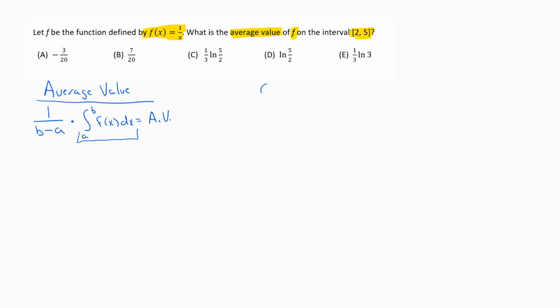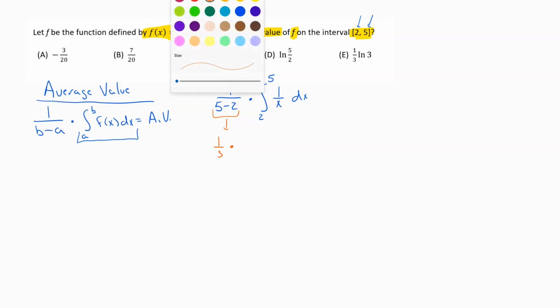So setting this up, this would be the integral from a lower limit of 2 to an upper limit of 5, and then of our f of x, which is 1 over x dx. And so from there, we can see that what we need to put up in front here is 1 over b, which is the upper bound, minus a, which is the lower bound. The fraction up front is pretty quick and easy to take care of. That's going to end up being 1/3, and we're just going to end up multiplying that by whatever the answer to our integral problem is over here.